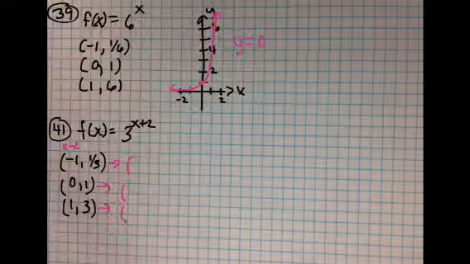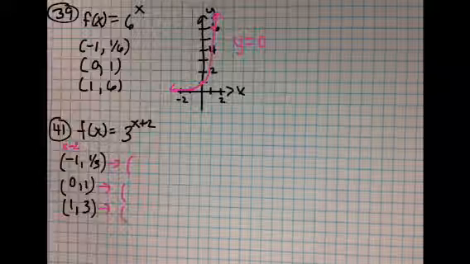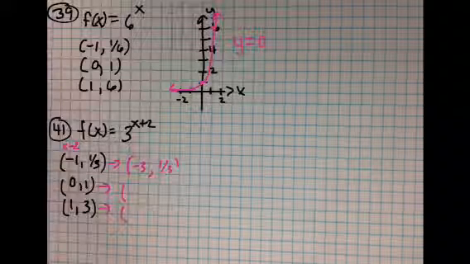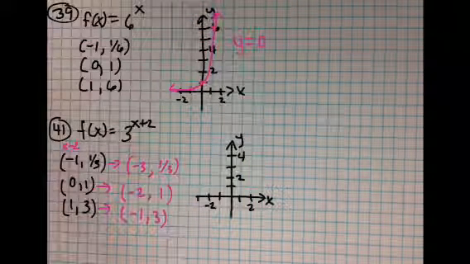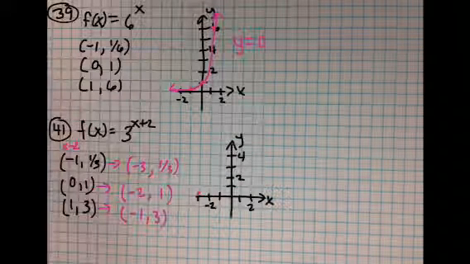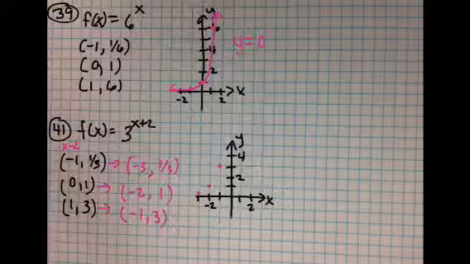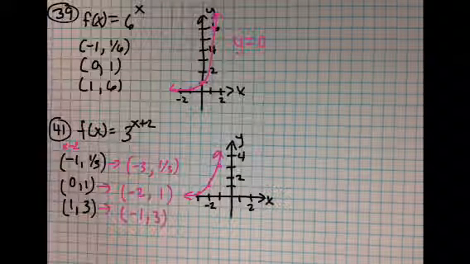Alright, so for f of x, for number 41, the x plus 2 means that the graph is going to be translated to the left 2 units. So the x's are going to change, so -1 minus 2 is -3, but the y's stay the same. -2, 1, and 1 minus 2, -1, 3. So plot our points, -3, 1/3, -2, 1, -1, 3, and it goes something like this. The horizontal asymptote is y equals 0.